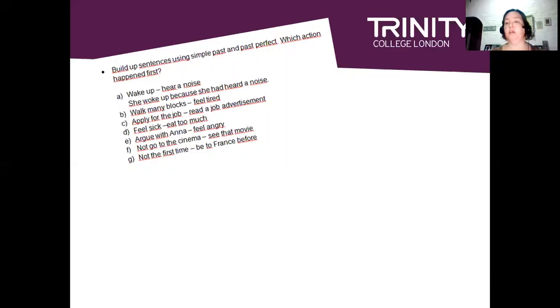Wake up, hear a noise. So students have to think, what actually happened first? First, the person heard the noise, then the person woke up. So she woke up because she had heard a noise. Normally, a student might read the instructions, and they might be a little bit puzzled, but the moment they see an example can definitely help.